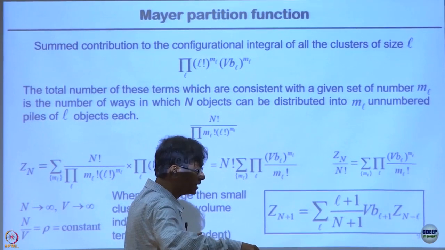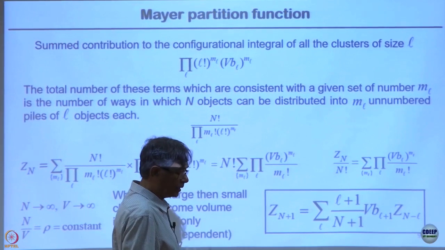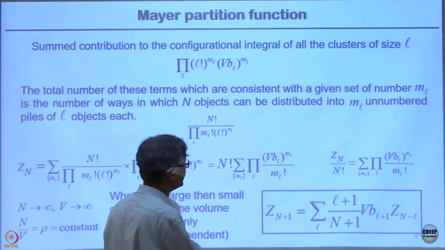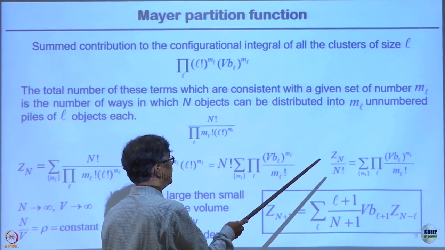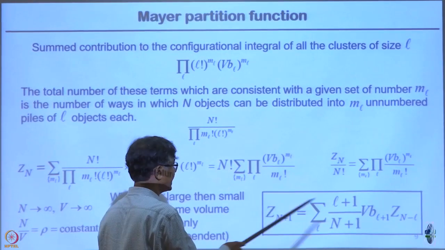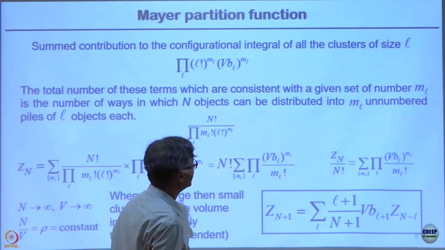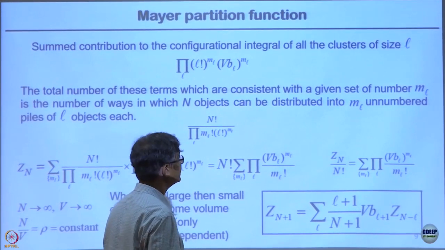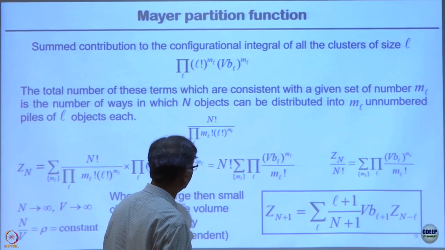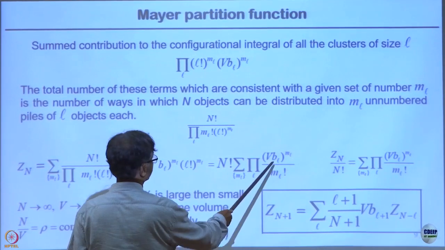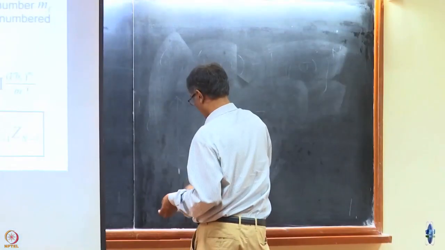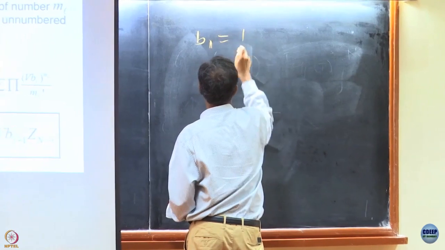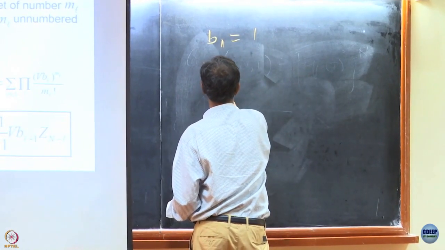So when clusters appear, they fill the volume. And this can be done many different ways. One way is what Mayer did; other ways are through exact recursion relations, where one can solve this problem again bit by bit. So the next part of the puzzle is to get the cluster integrals. In cluster integrals we know B1 equals 1. Now I want to do B2.